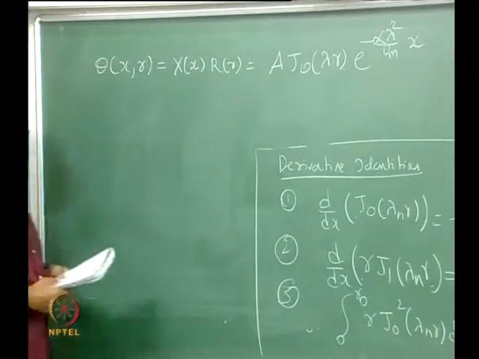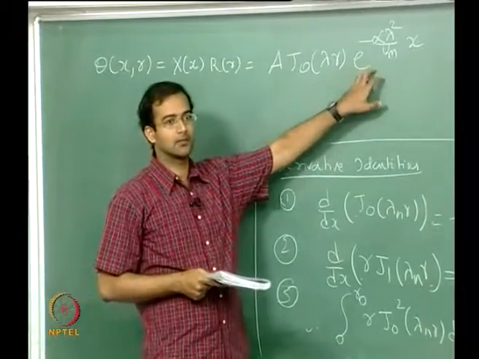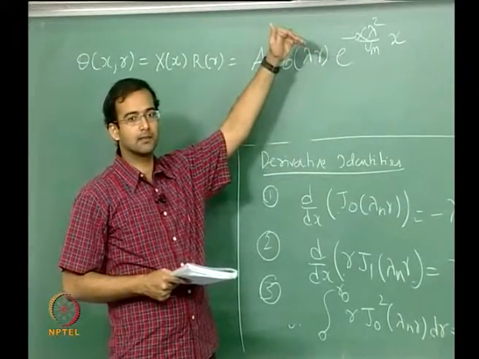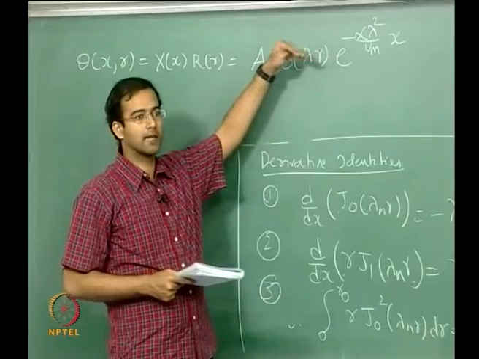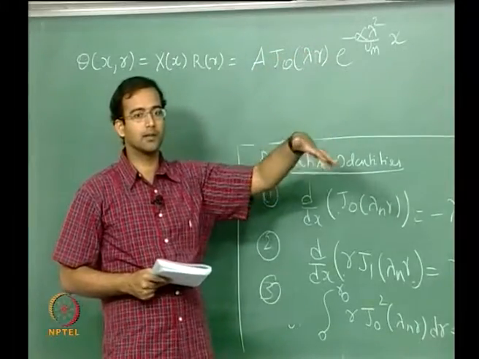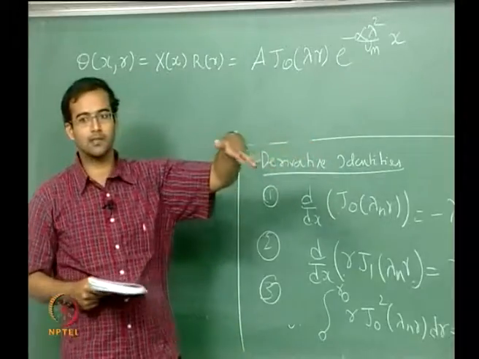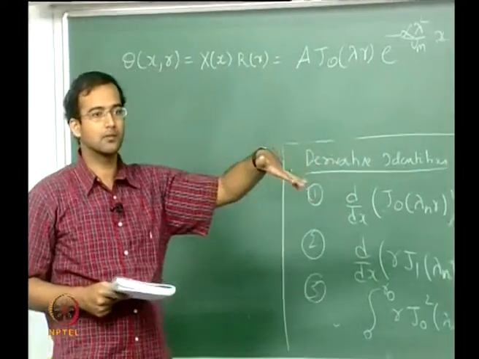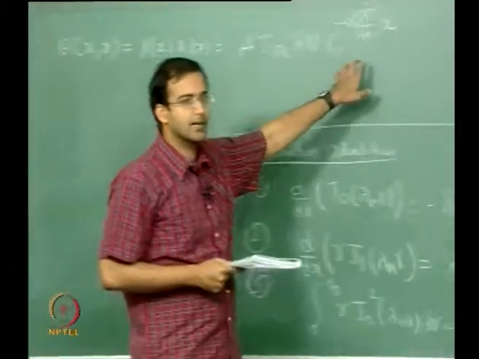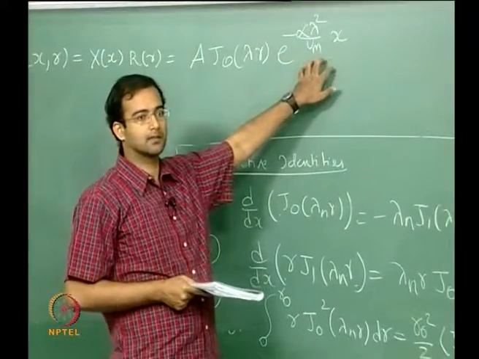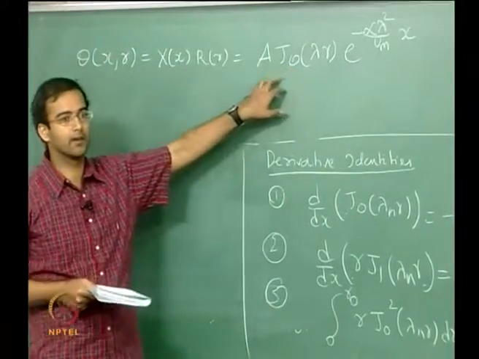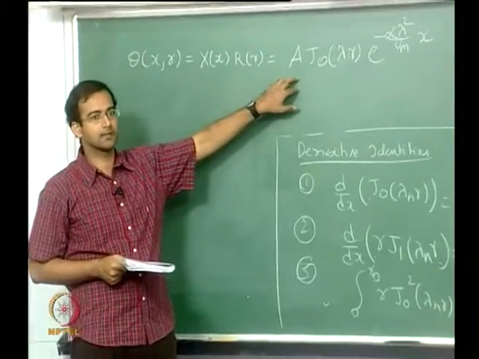So in terms of x, it is an exponentially decaying function. Your theta starts at 1 at the inlet where the temperature equals Ti, and then somewhere downstream your temperature should approach the wall temperature, therefore the difference T minus T wall should become 0. So that is your exponentially decaying function with respect to x. Now with respect to r, it is a Bessel function variation.